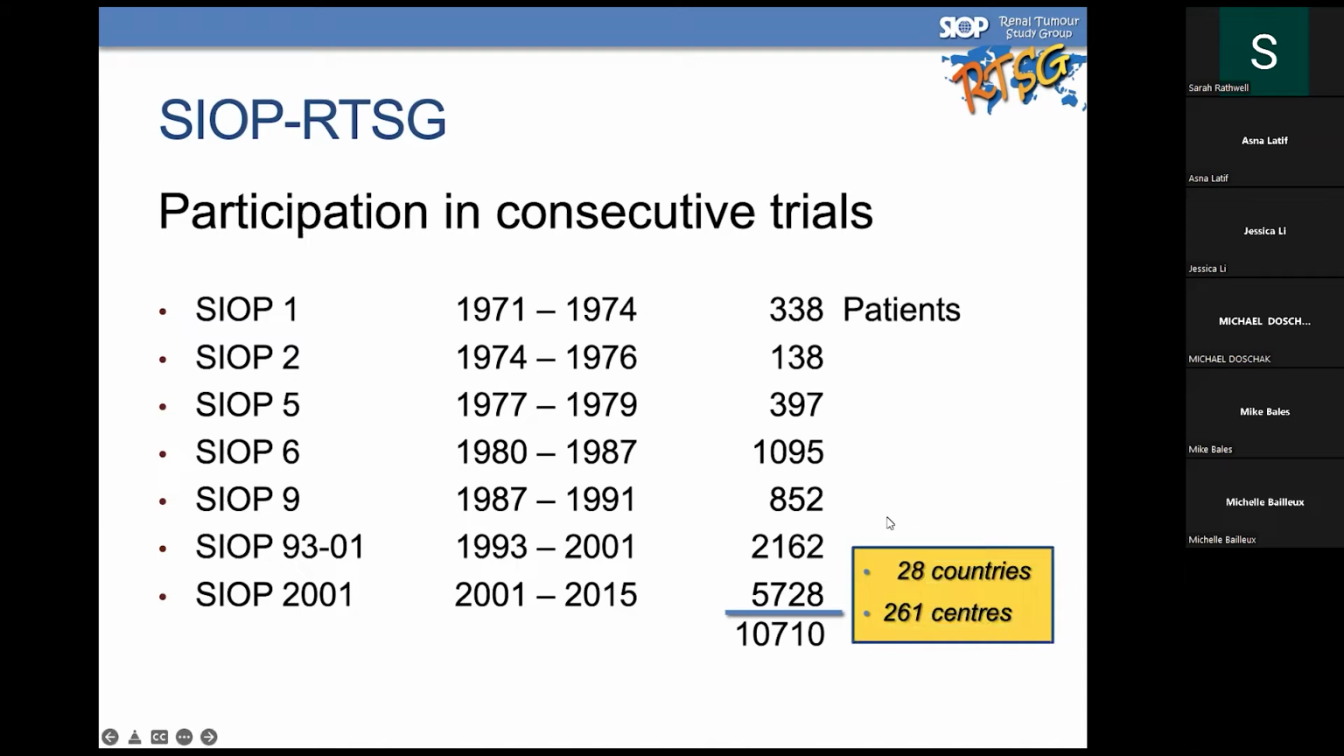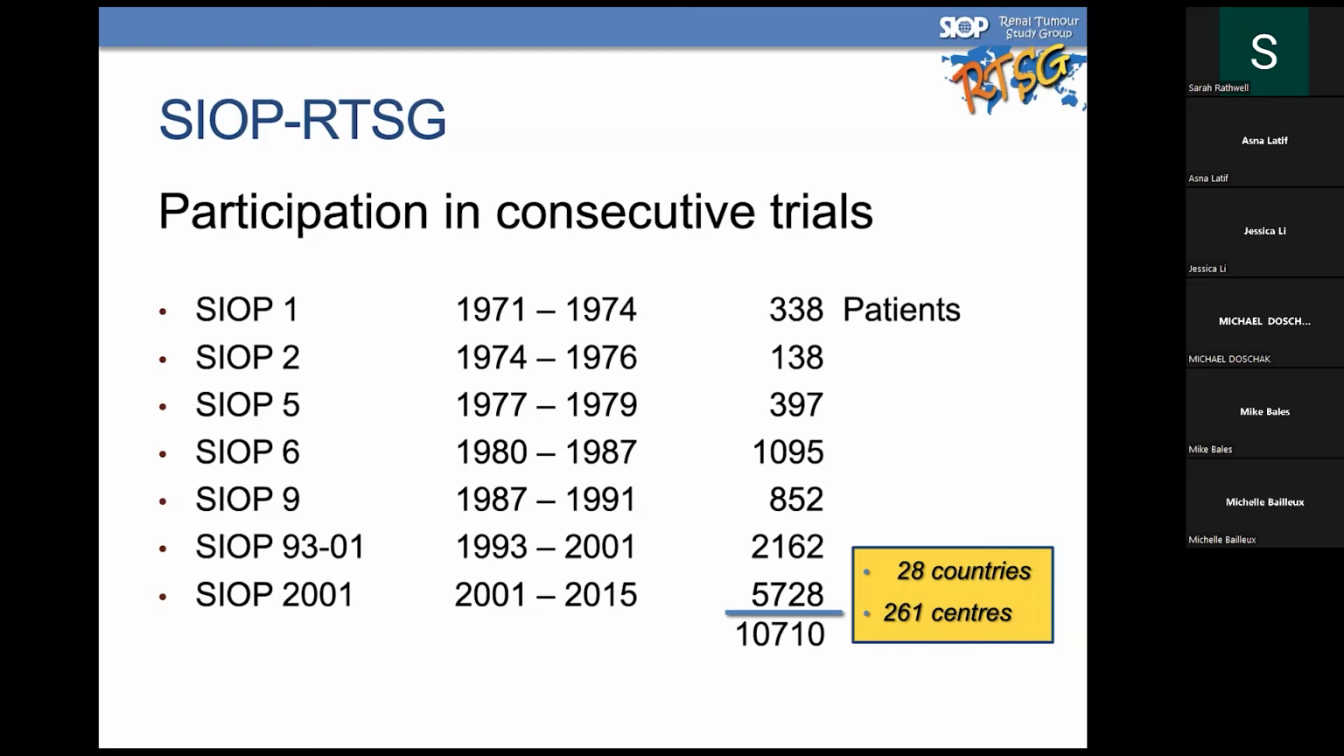And you see here, this trial with just 2 centers, one in Amsterdam, the other one in Paris. And now we have in SIOP 2001, 28 countries from 261 centers. Today we have all countries from Europe. We have Brazil with us. We have countries like Egypt, South Africa. We have Singapore, Hong Kong, and some centers in China like Shanghai, Guangzhou.